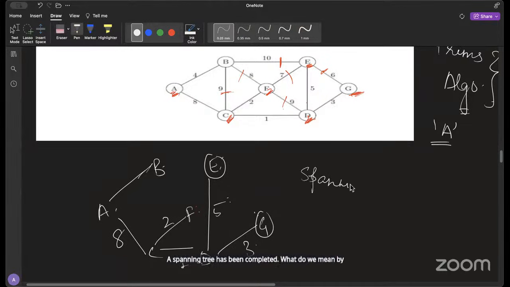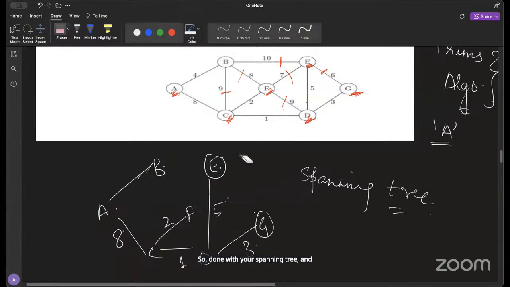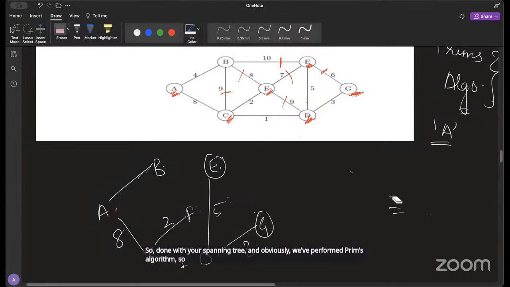What do we mean by spanning tree? Spanning tree is a tree that covers every vertex. That's a spanning tree, right? So for this graph, a spanning tree would be a tree that covers every vertex of this graph. And because every vertex has been covered, that means it's a spanning tree. So done with your spanning tree. And obviously, we've performed Prim's algorithm. So this is the minimum cost spanning tree.